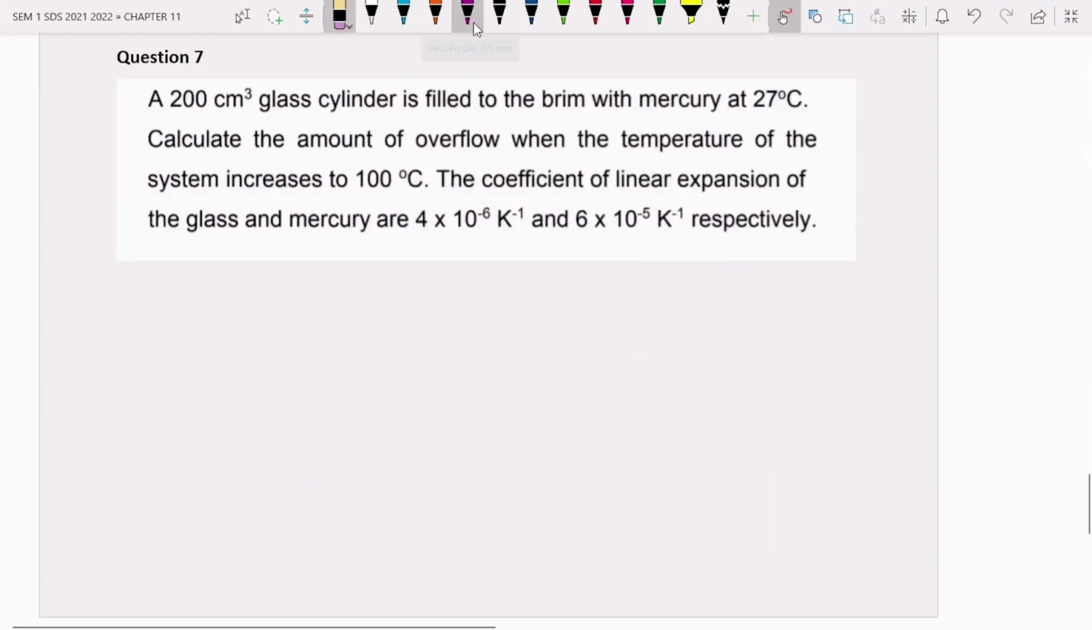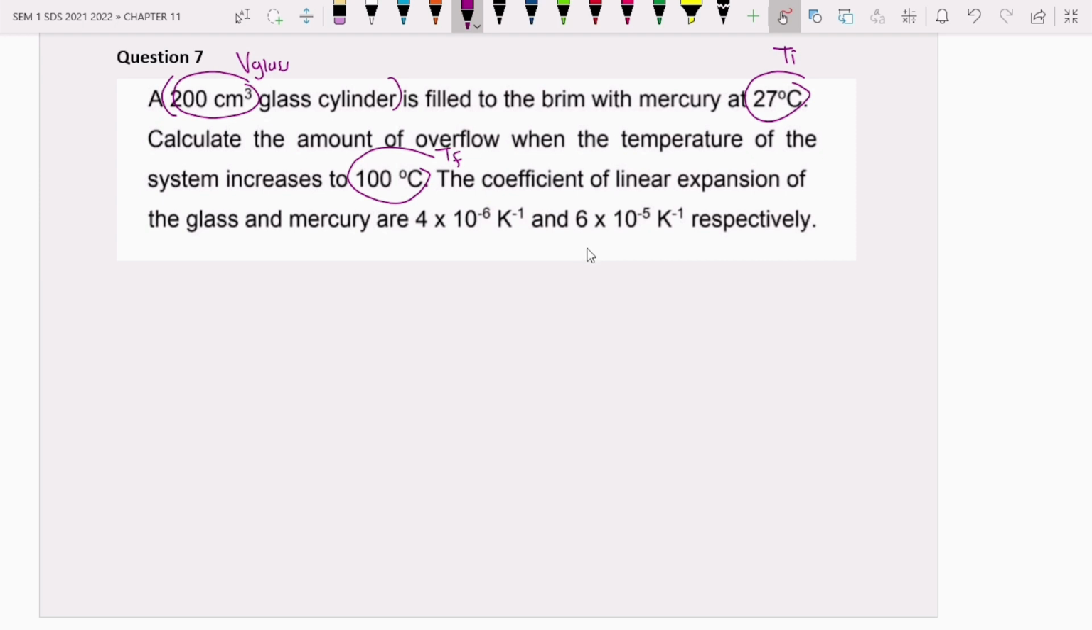Okay, final question. A 200 centimeter cube glass cylinder, so the volume of the glass cylinder is 200 centimeter cube, is filled to the brim with mercury at 27 degrees Celsius. So this is the initial temperature. Calculate the amount of overflow when the temperature of the system increases to 200 degrees Celsius. So this is the final temperature.